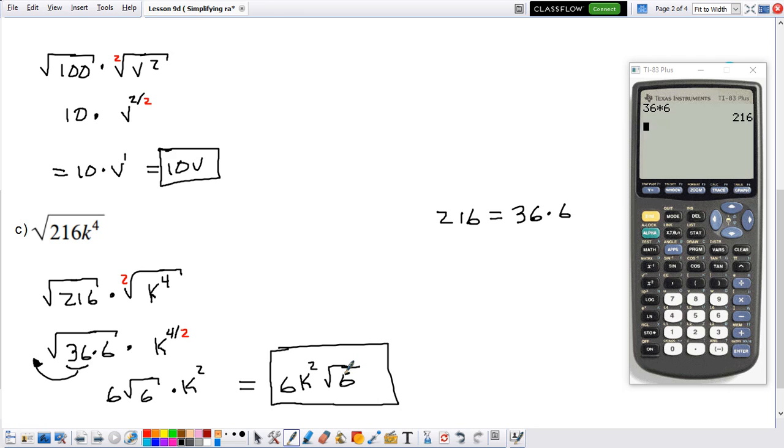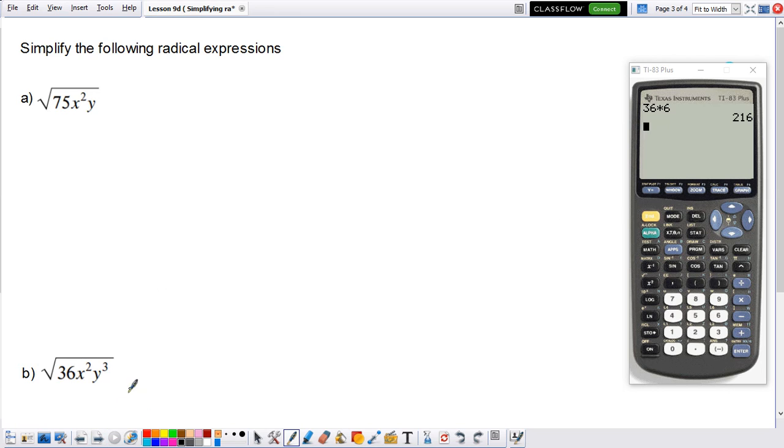So now, let's try to look at more challenging problems. Notice here, in example A. So now we have 3 items that are being multiplied. We got the 75, we got the x squared, and we got the y. So again, your first task is just separate the square roots. The square root of 75 times the square root of x squared times the square root of y.